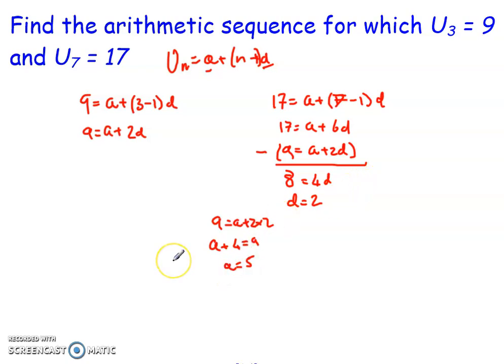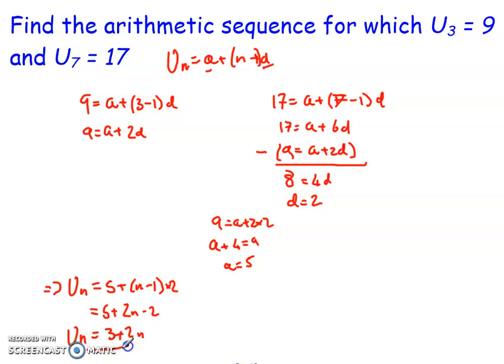So I've got my a and my d. I can find the arithmetic sequence for that one. Therefore, un is equal to a, 5, plus n minus 1 times d, which is 2. Multiply it out and simplify it down. I've got 5 plus 2n minus 2. So for this one, I know that un is equal to 3 plus 2n. There you go, there's your arithmetic sequence for that. So we have to be able to use it in several ways like this, determining sequences, determining terms, but the key thing is it all relies on and lies about this general format here. Bear that in mind.